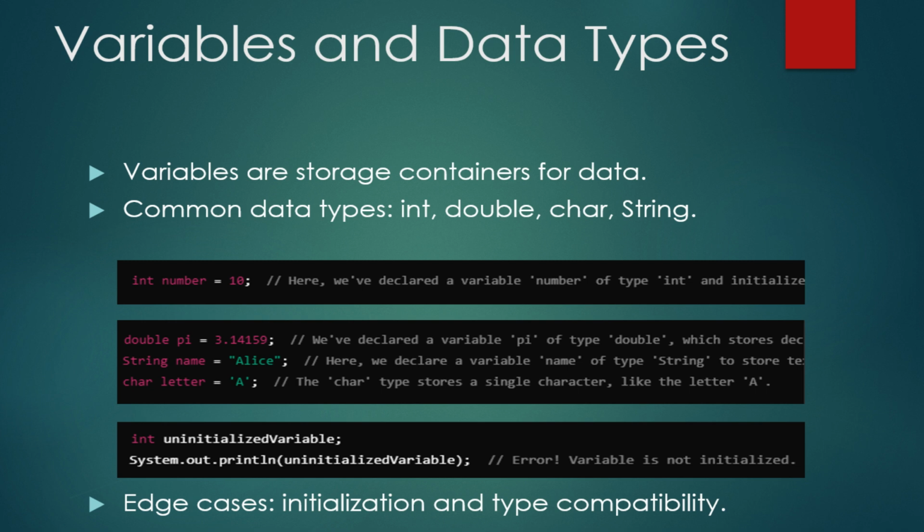In the following code, double allows us to store decimal numbers like 3.14159, which we've assigned to the variable pi. The String type, on the other hand, is used to store text, and we've initialized it with the value Alice. Finally, we have char, which stores a single character, and we've initialized it with the character A. Notice that string values are enclosed in double quotes, while char values use single quotes.